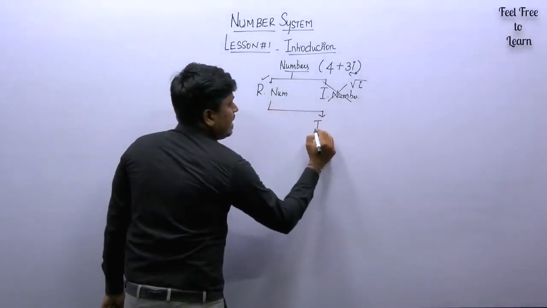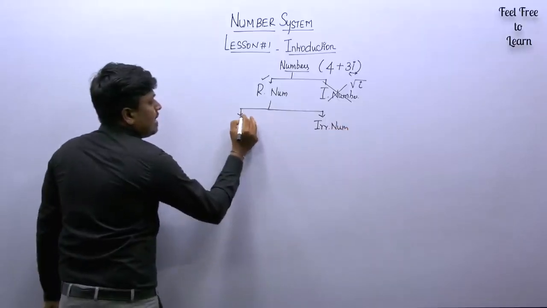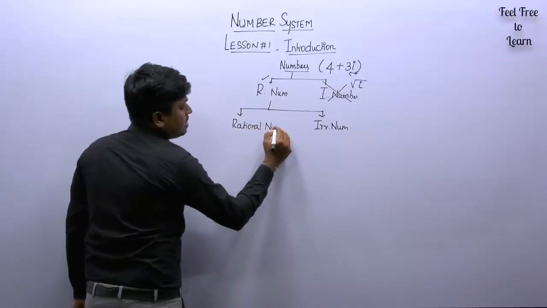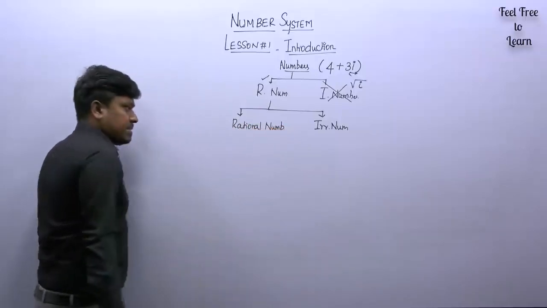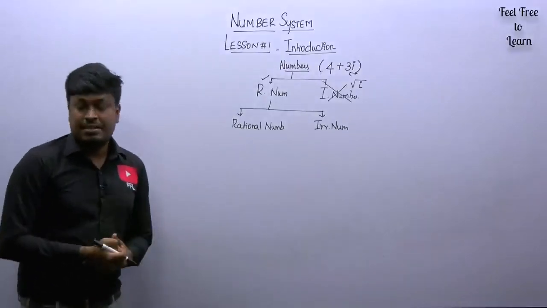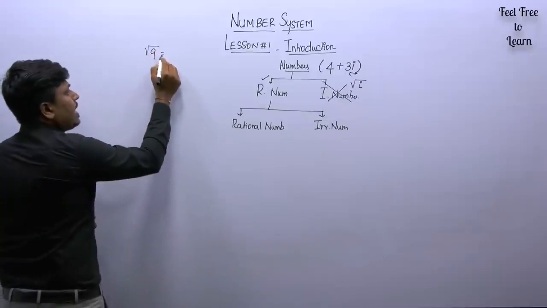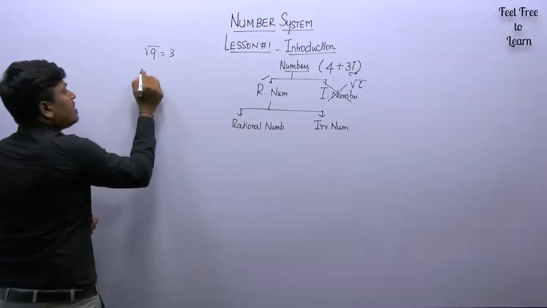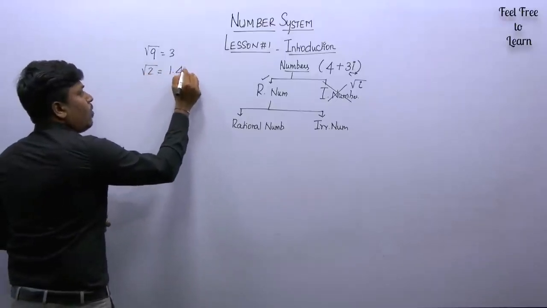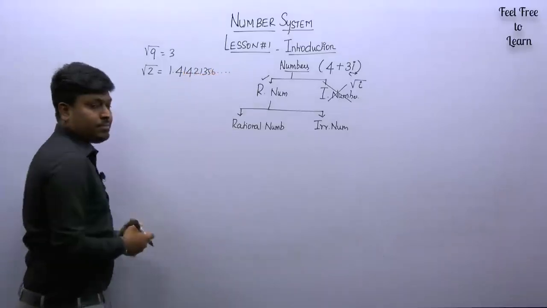One is irrational numbers and the second is rational numbers. Rational numbers and irrational numbers. So let me explain what a rational number is and what an irrational number is. Just see here, what is the root of 9? Root of 9 is 3. Yes or no? What is the root of 2? Root of 2 will be 1.41421356, it goes on. Yes or no?